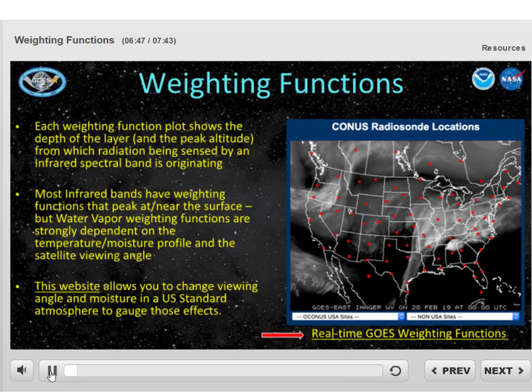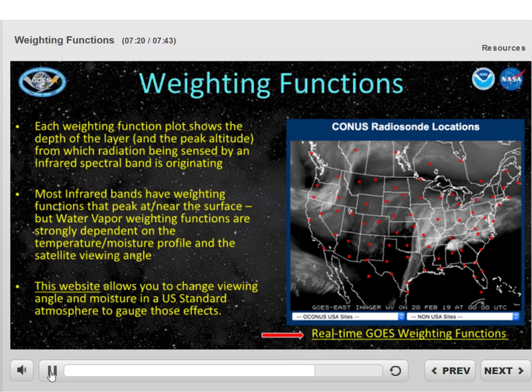To summarize, weighting functions show the depth of the atmospheric layer, as well as the peak altitude, from which radiation being sensed by a particular infrared spectral band is originating. Weighting functions for the majority of the infrared bands usually peak at or near the surface, in clear skies, but those for the three water vapor bands can peak within the middle to upper troposphere, and are strongly influenced by two factors: the moisture profile of the atmosphere and the satellite viewing angle. The temperature of the column has a secondary effect.